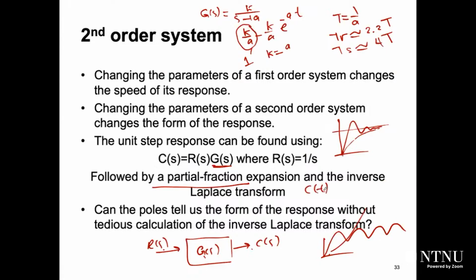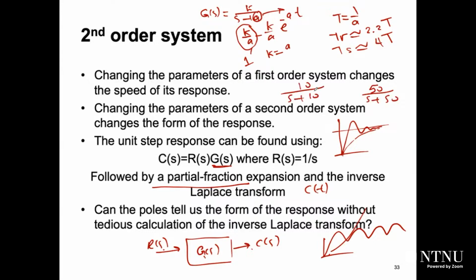Can the poles tell us the form of the response without tedious calculations of the inverse Laplace transform? Of course. In this example, if you know the location of your pole, you will be able to see how the response of the first order system will look, the speed. By looking at A, we can see if the response will be fast or slow. So you have, for example, a response which is 50 divided by S plus 50, and another one which is 10 divided by S plus 10.